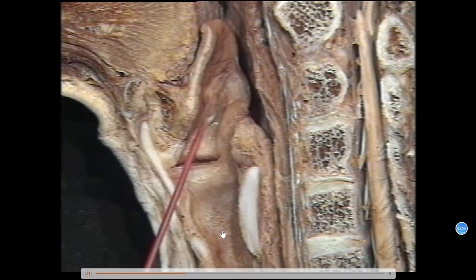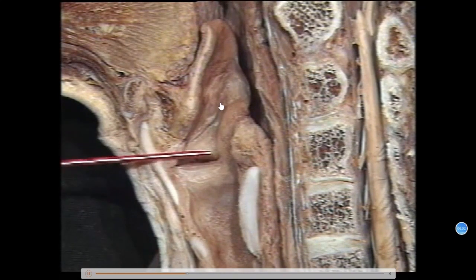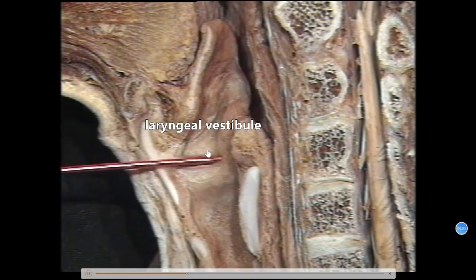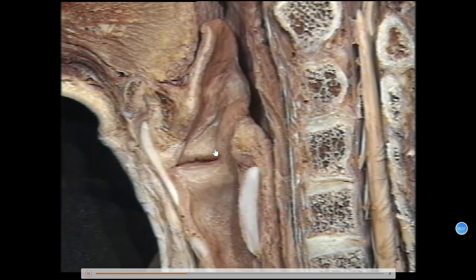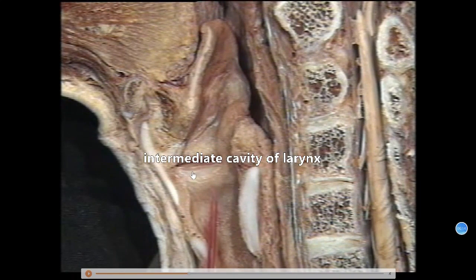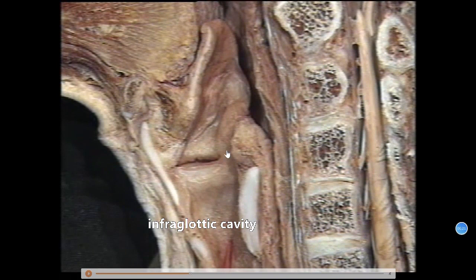This laryngeal cavity is divided into three parts. This upper part is the laryngeal vestibule, above the vestibular fold. Between these two folds, this part is the intermediate cavity of the larynx. Below the vocal fold is the third part, the infraglottic cavity. So these are the three parts of the larynx: first, second, and third.